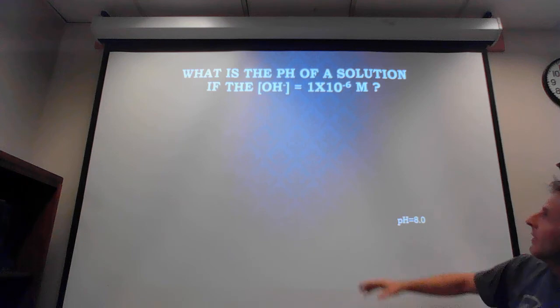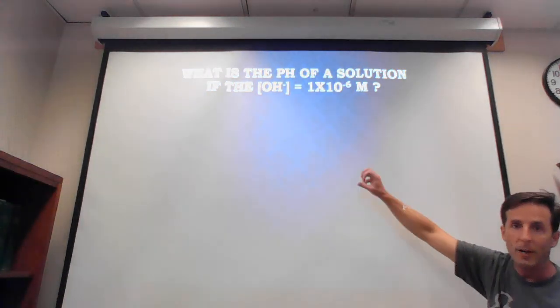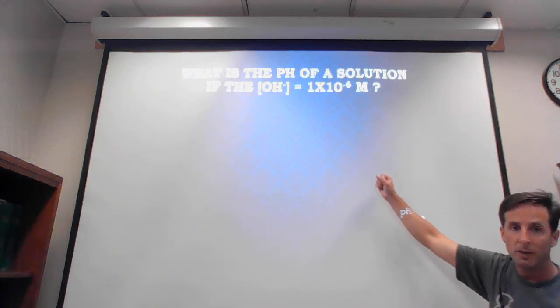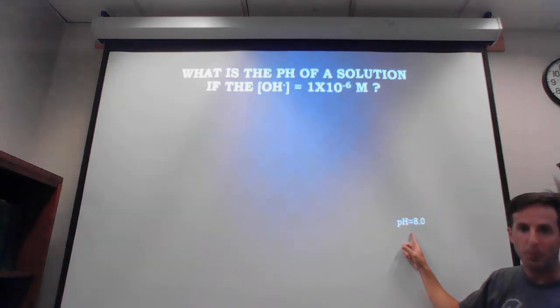So if I do negative log of 1 times 10 to the minus 6, the pOH is going to be 6.0. Then do 14 minus 6.0 to give me the pH, which is 8.0.